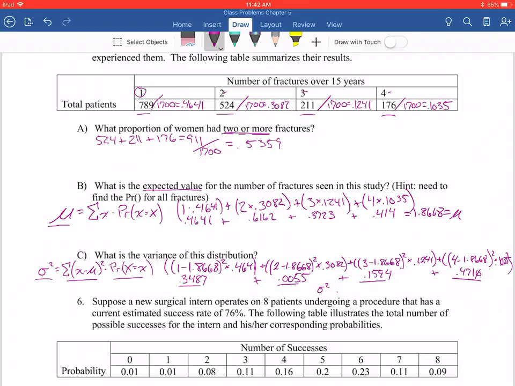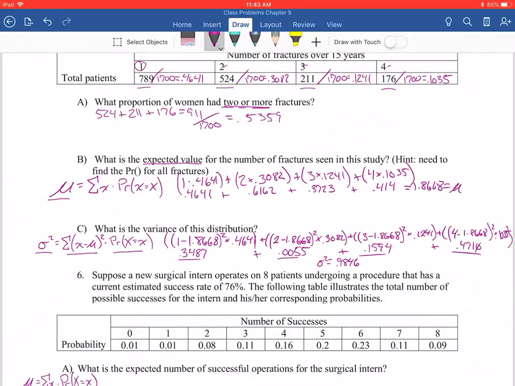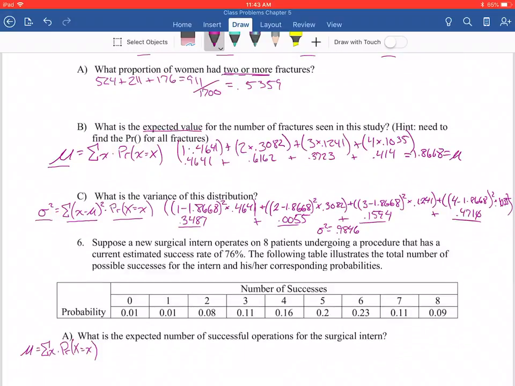So our variance equals 0.9846. And remember, that is the average weight of the squared distance around the mean. That is what our variance is: the average weight of the squared distance around the mean, provided the probabilities that are given.